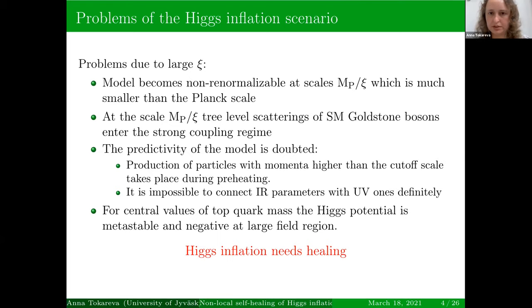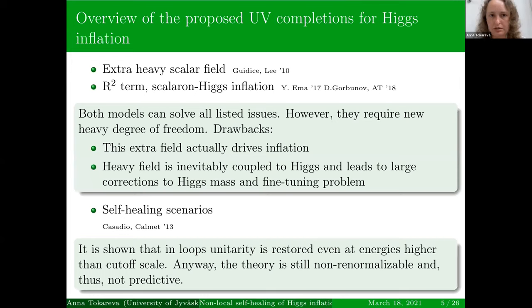So Higgs inflation needs healing, and several models have been proposed which can be treated as UV completions for Higgs inflation. First, there was the addition of an extra heavy scalar field, and the addition of an R squared term to Higgs inflation. Both models can solve all the listed issues, but they all require a new heavy degree of freedom. So the drawback is that this extra field actually drives inflation, and it inevitably couples to the Higgs field and leads to large corrections to the Higgs mass and then a fine-tuning problem.